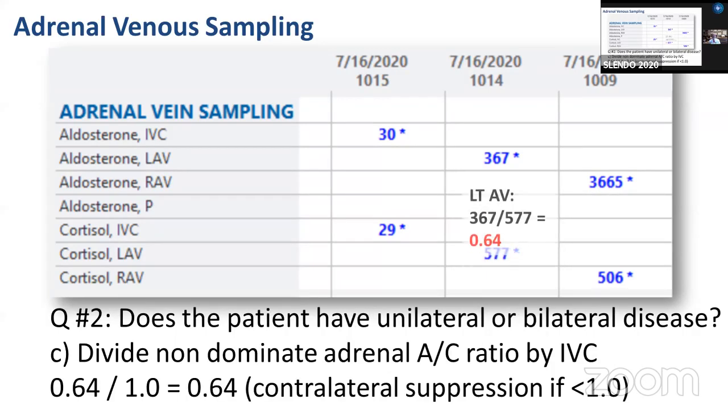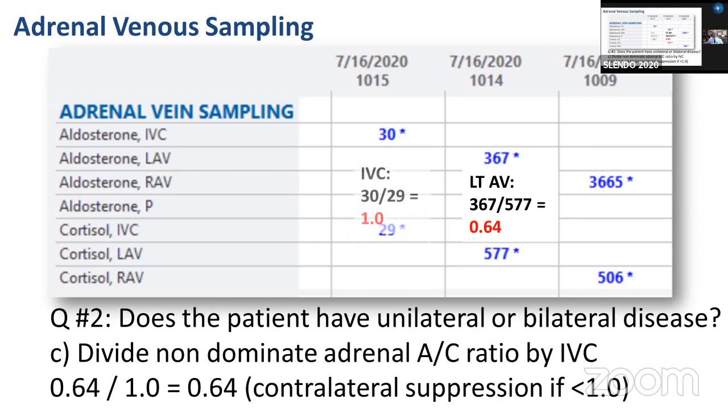And the last thing I look at, does he have contralateral suppression? So we look at the AC ratio from the non-dominant adrenal, and we divide by the AC ratio from the IVC. And if that's less than one, it's telling us that non-dominant adrenal is not contributing much aldosterone.